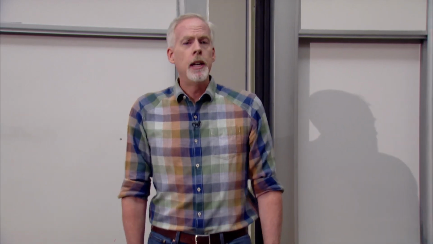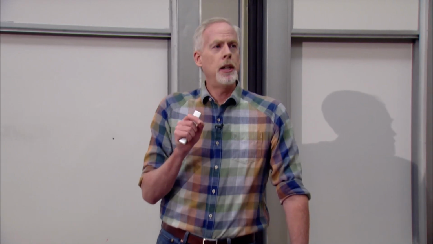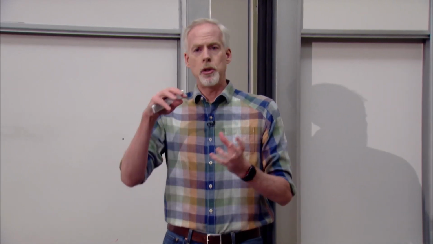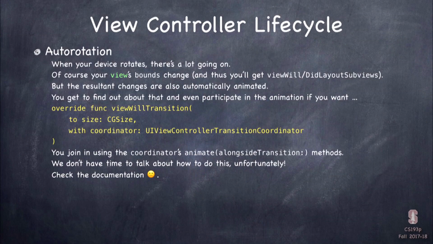Okay, so that's geometry. Now there's a special case of your geometry changing, which is auto rotation. So this is you turn your device from landscape to portrait or back and forth. And when this happens, of course, you get that layout subviews thing because your view's bounds change, but you also have this animation that's free going on. So iOS automatically animates the moving of all your subviews from the portrait layout subviews to the landscape layout subviews positions. It does that for you.